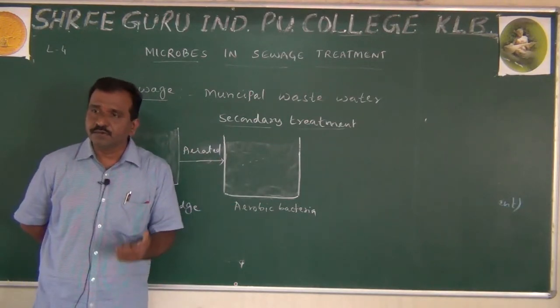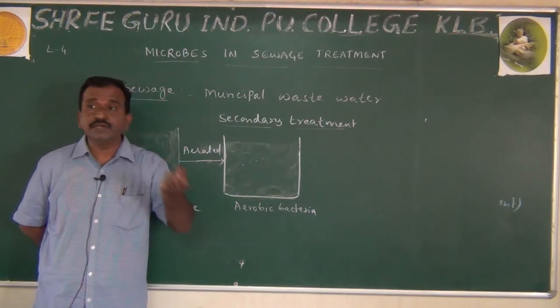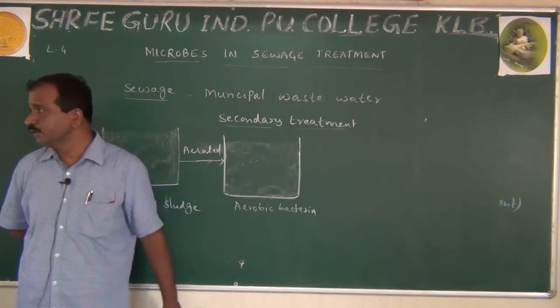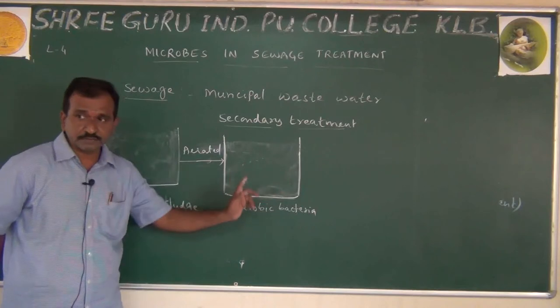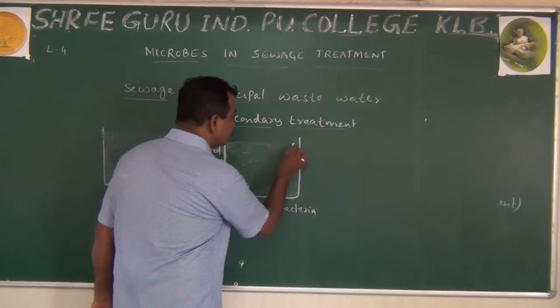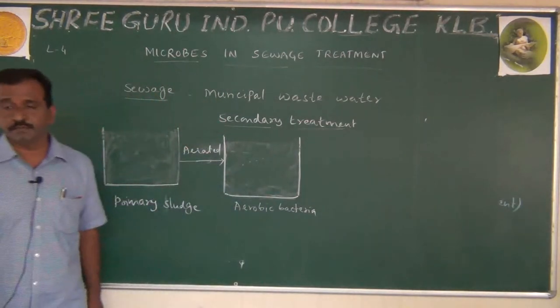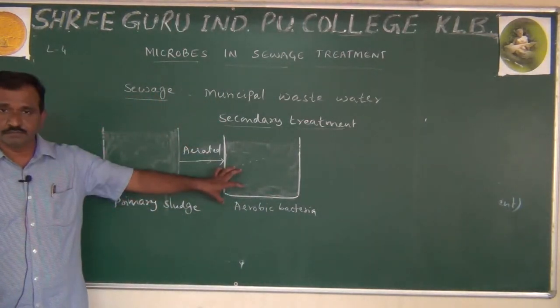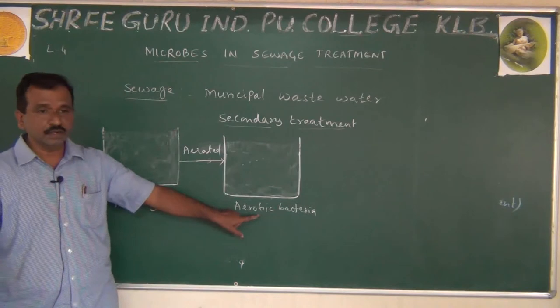What is the main function of these? To digest the organic matter. The main important function is to digest the organic matter. Once the digestion of the organic matter takes place, it is observed. This is the aerobic bacteria.